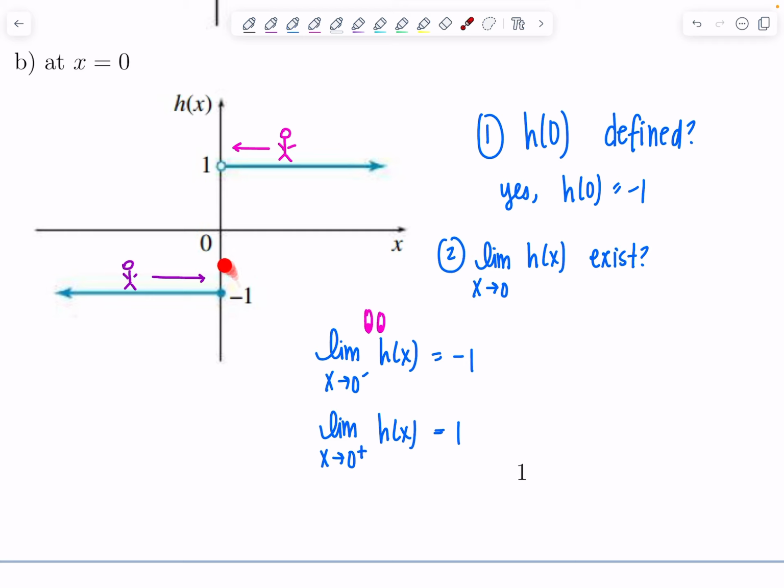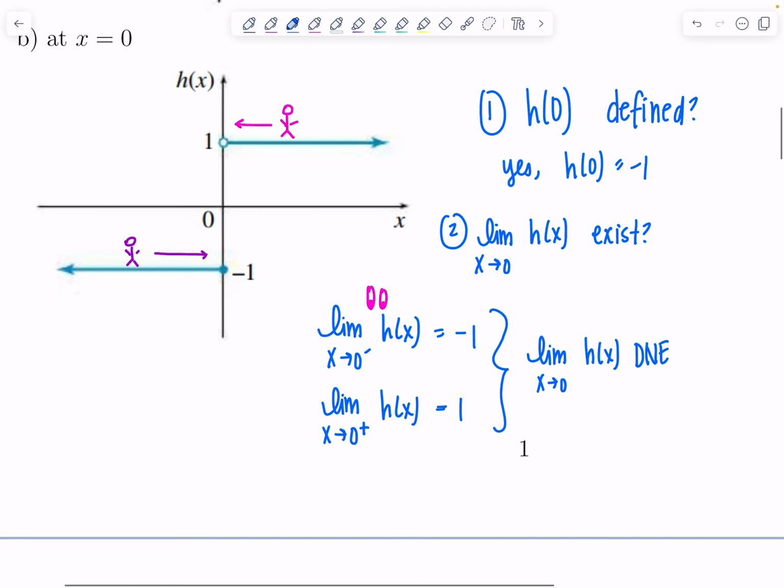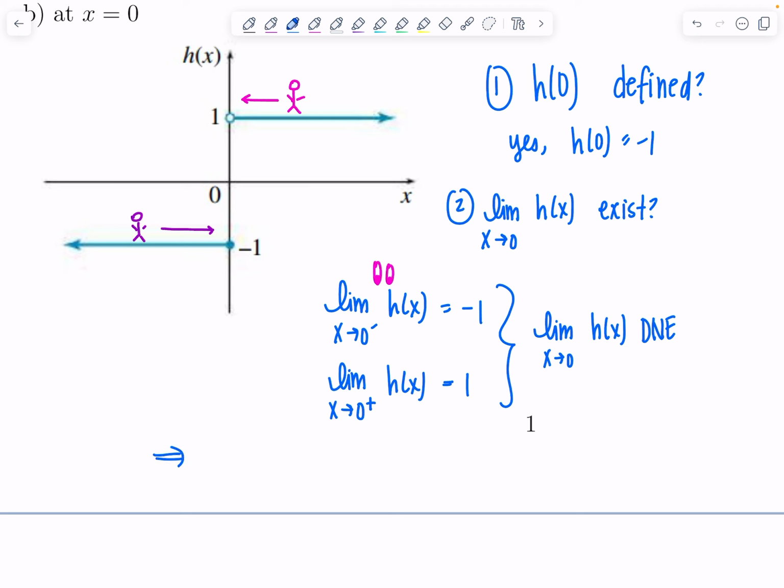And that might have just been obvious by looking, but we're verifying using our definition and practicing nice function notation and limit notation. So from here we can say, all right, this means the limit as x approaches 0 of h of x does not exist, DNE. So condition 2 is not satisfied, which means the function is discontinuous at x equals 0.